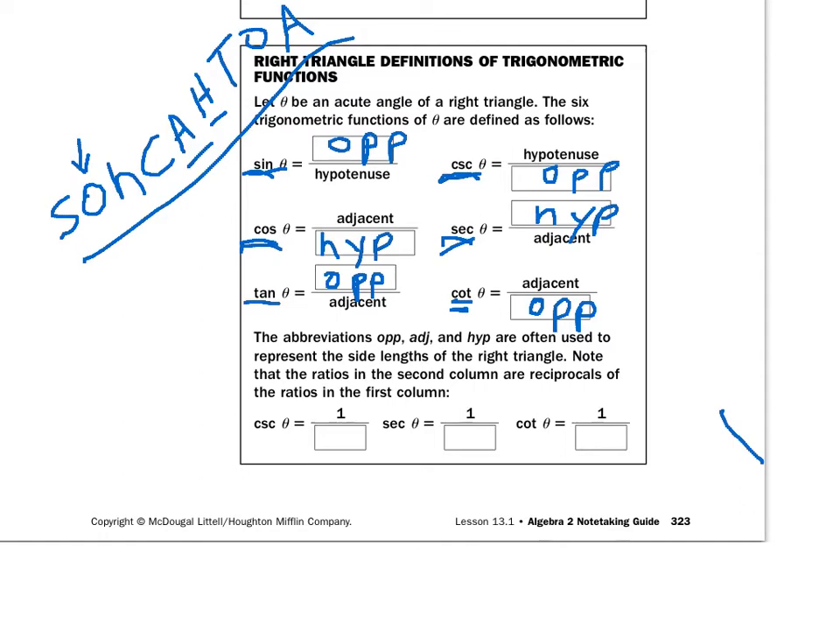So, like I said earlier, cosecant is actually 1 over the sine of theta. Secant is 1 over the cosine of theta. And cotangent is 1 over the tangent of theta.